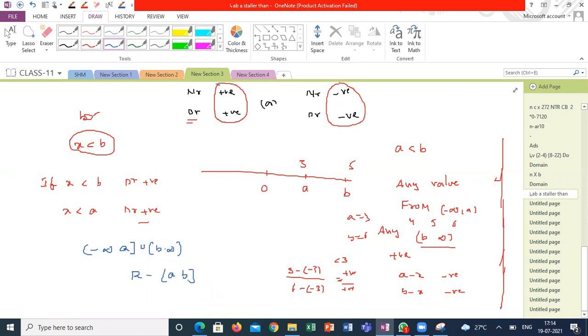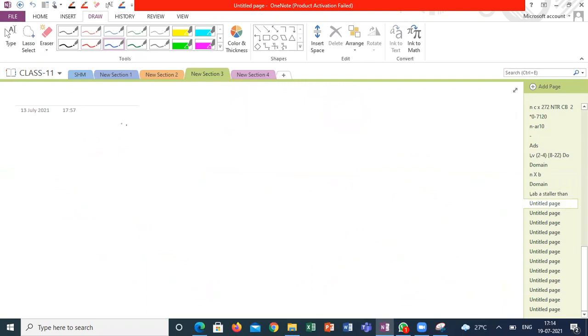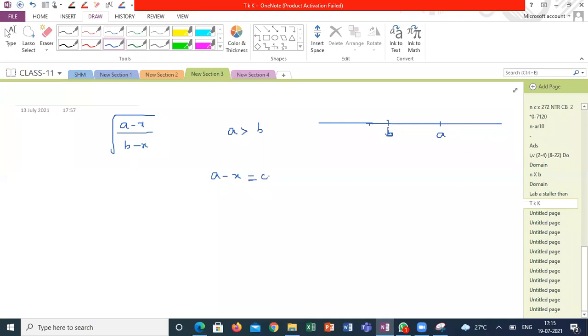Suppose I am taking the same expression, A minus X by B minus X, where A is greater than B. On the number line, first B will come and after that A will come. Here A minus X can be 0, so X equal to A is possible. B minus X can't be 0, so X is not equal to B. And A minus X is positive.